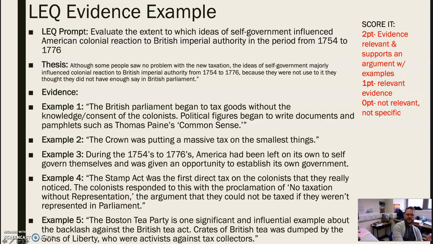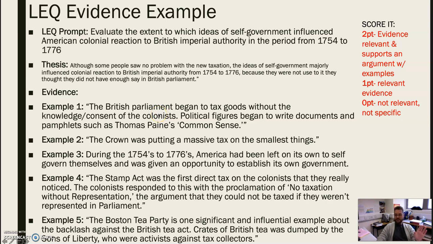All right, on the next slide here, I've given you 5 different examples of evidence. Right, so here's our prompt. It's one that we've looked at on other videos. Evaluate the extent to which the ideas of self-government influenced colonial reaction to British imperial authority in the period from 1754 to 1776. All right, I want you to pause here in a second. And here's a thesis I did tie in, but these examples aren't necessarily directly related to this particular thesis. But these are all examples of evidence that people have given in the past.